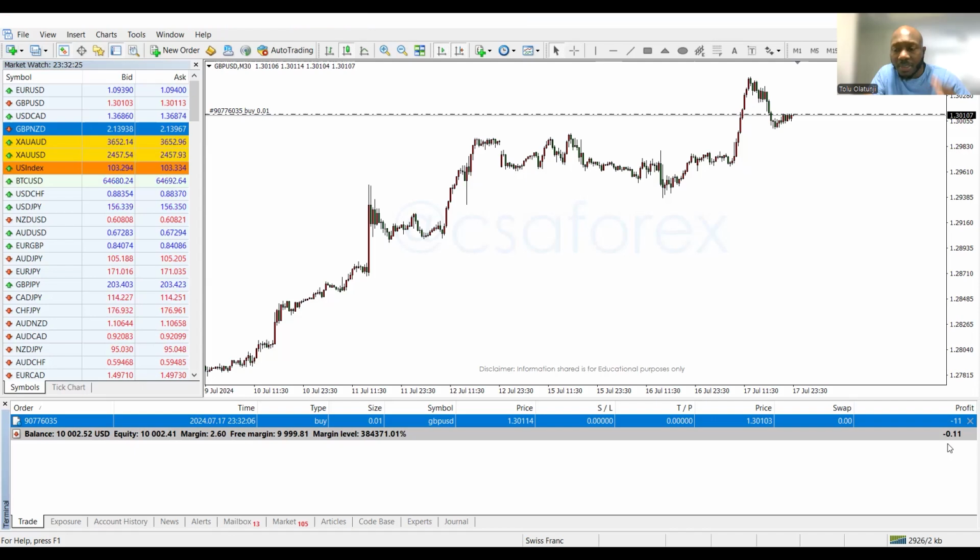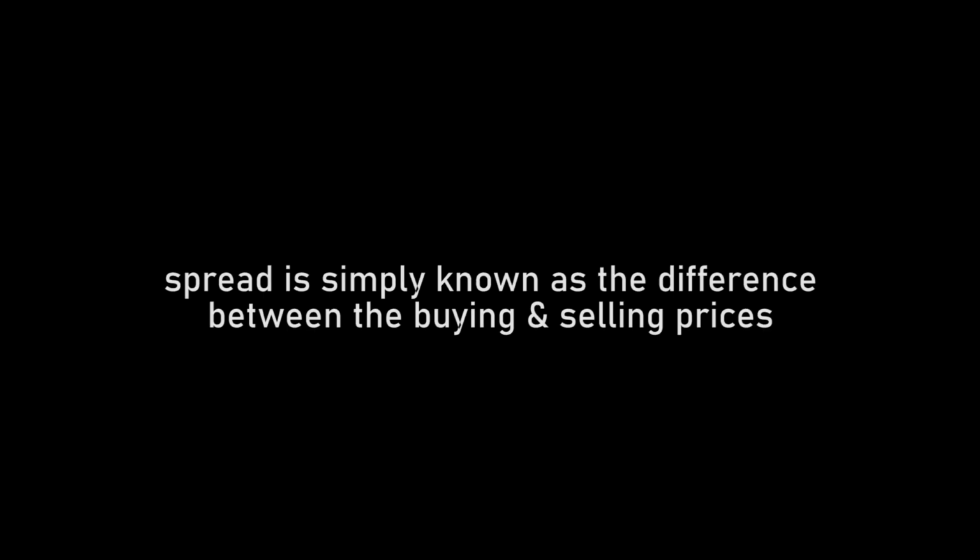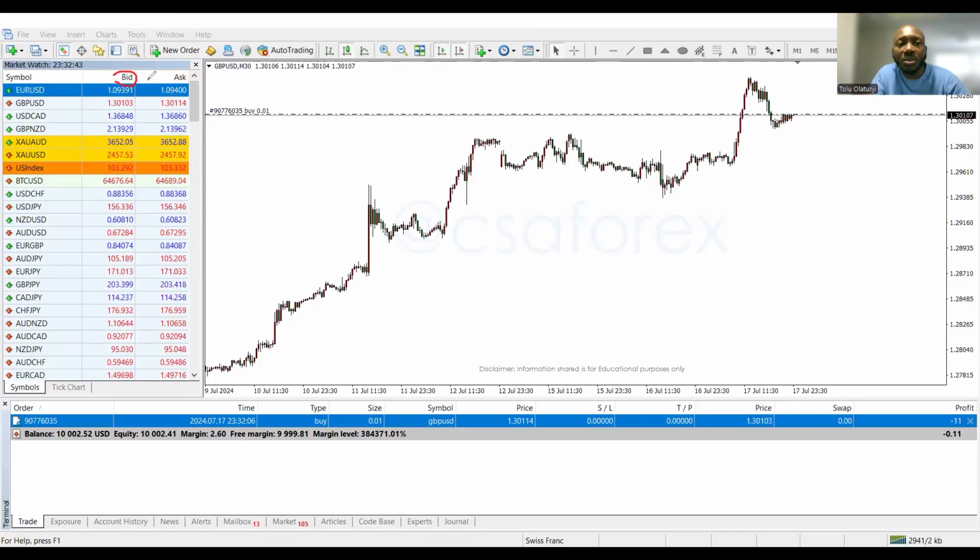Now, whenever you place a trade, note that you would always start at negative. Why? Because you are paying what is known as the spread. Spread, S-P-R-E-A-D. What is spread? Spread is simply known as the difference between the buying and the selling prices. Spread, being the difference between these two prices, is the profit for the broker.